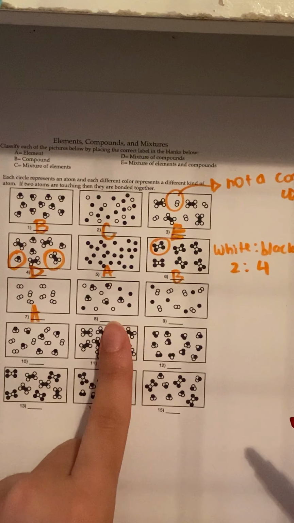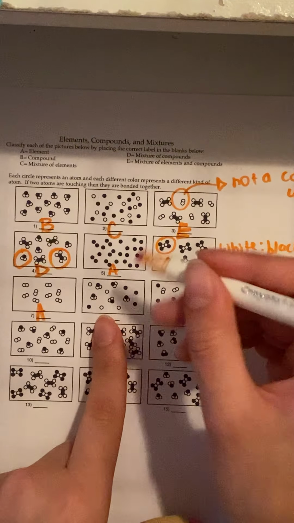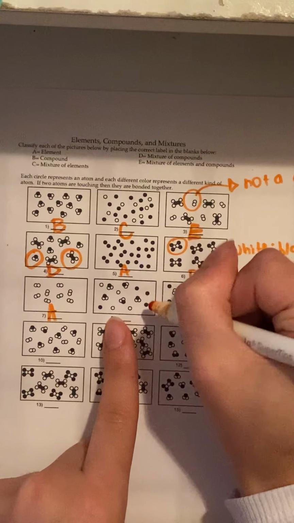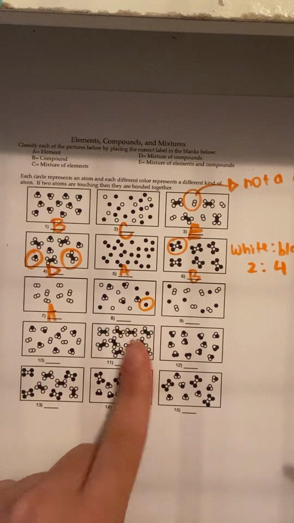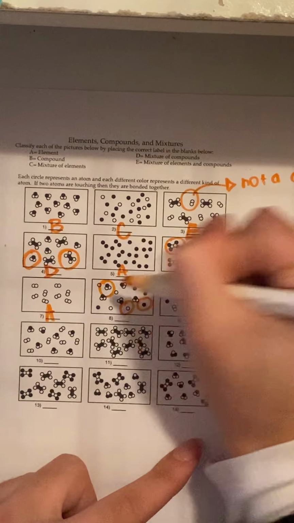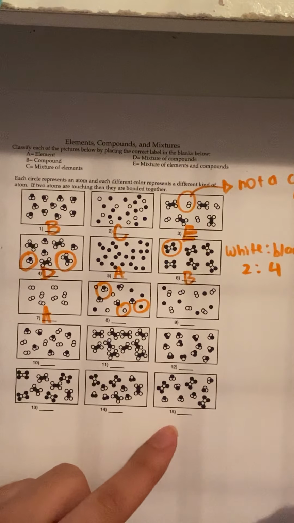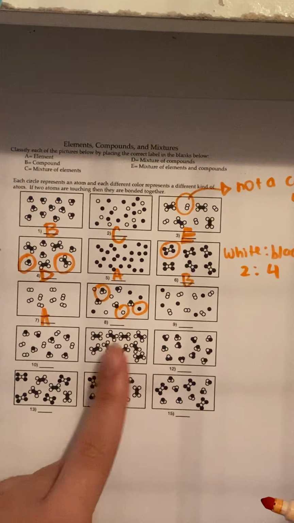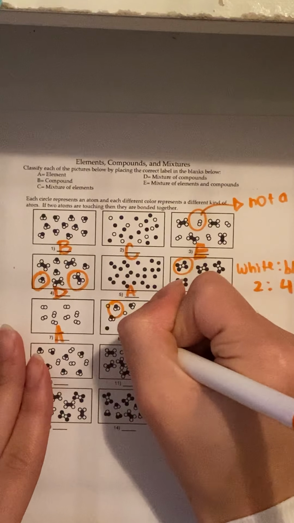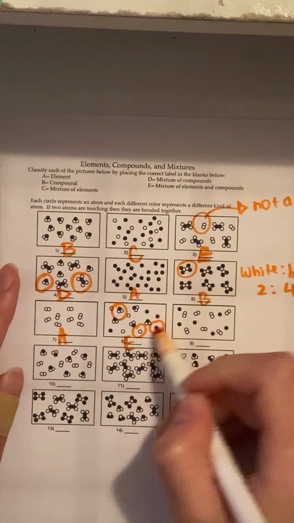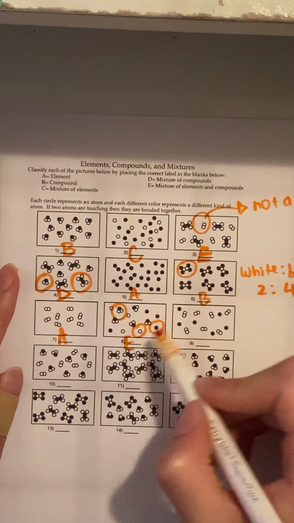Number 8. So we see 3 different types. We see one element here, we see another element here, and then we see a compound here. So I'm going to say that this is actually a mixture of elements and compounds. So that's going to be E. A mixture of elements and compounds, because we have 2 elements and we have 1 compound.